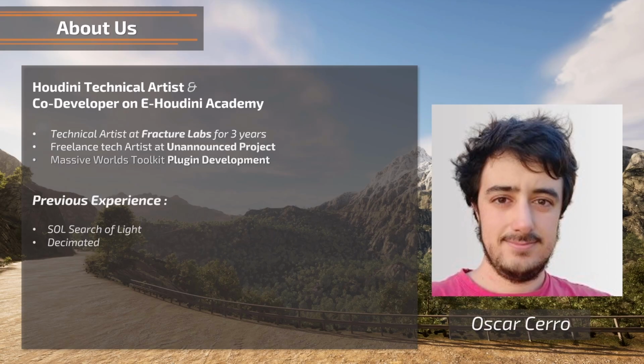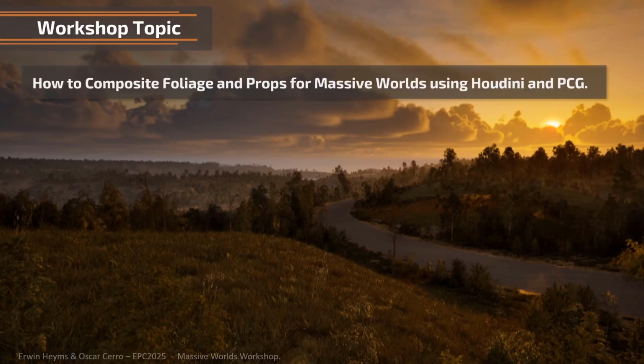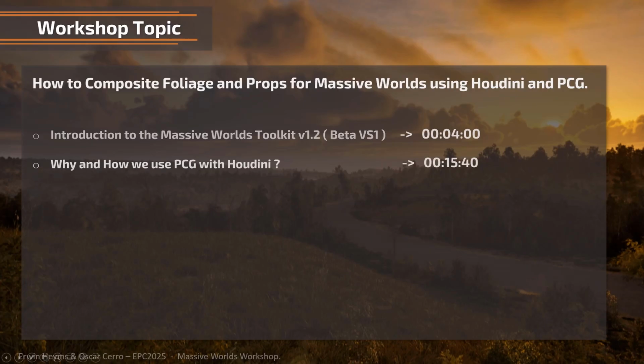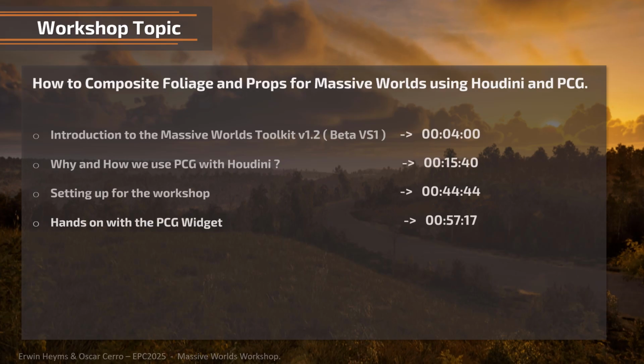Alright, thanks Oscar. So let's move on and let's go over to the main topic of today, the workshop. I'm going to be first presenting you a couple of things here. We're going to be discussing, of course, how we can composite foliage and props from Massive Worlds using Houdini and PCG. I'll be introducing you to the Massive Worlds Toolkit version 1.2, specifically the beta build, Vertical Slice 1, which is currently available. I will be explaining the why and how we are using PCG with Houdini. I'll be showing you how you can set up for the workshop. We'll have a hands-on section with the PCG widget, so we can actually spawn some objects using PCG.